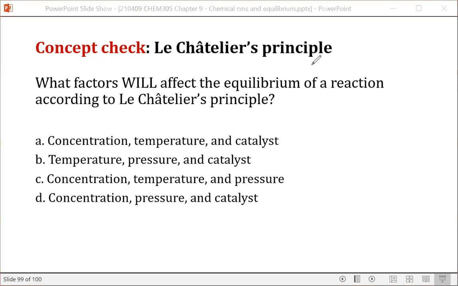Well, we just talked about how catalysts don't affect equilibrium. So options A, B, and D can immediately be eliminated. And if we check option C, altering the concentrations of reactants or products will affect equilibrium. Temperature will affect equilibrium. And pressure can affect equilibrium, again, if there's gases involved and if the moles of gas is different on the reactant and product side of the equation.